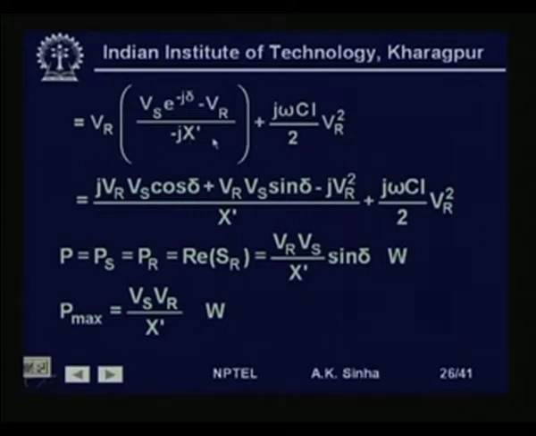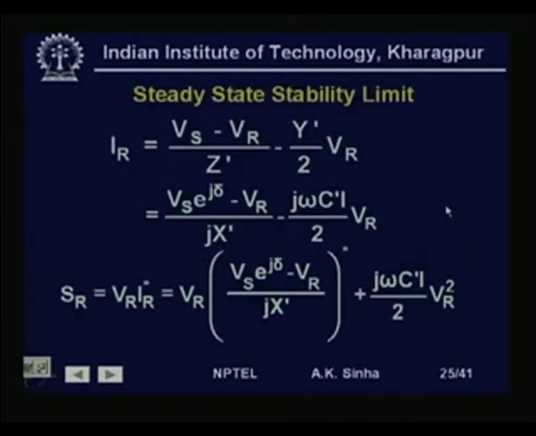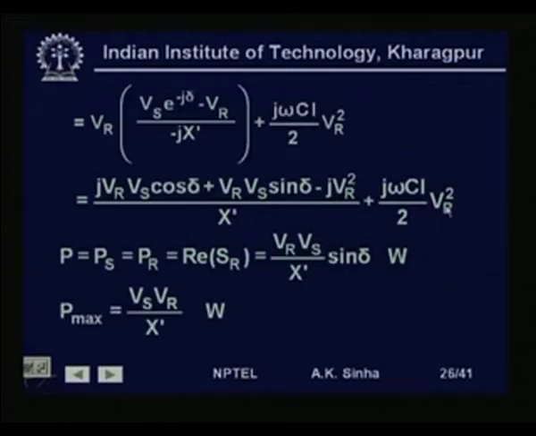Now, if we expand this, then we will get this as j VR into Vs cos delta plus VR into Vs sin delta, minus j VR square by X dash, plus j omega C L by 2 into VR square. I am sorry, there is a slight mistake here. This should be C dash and this should be C dash.